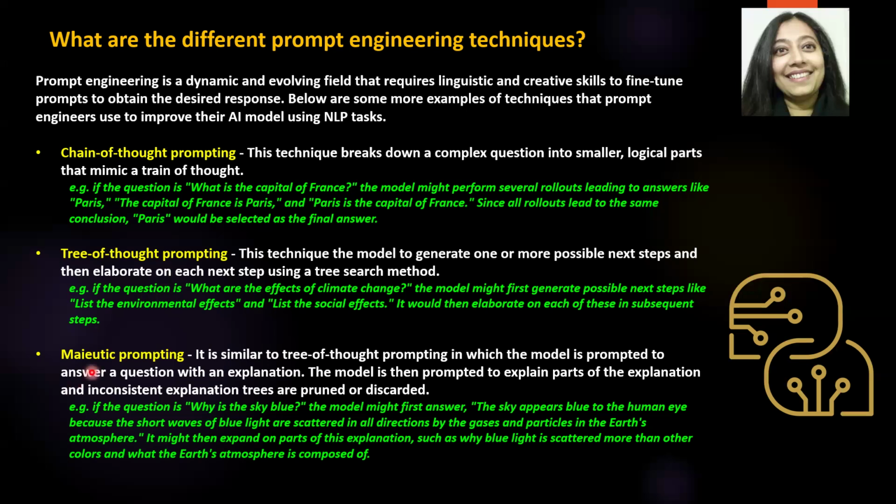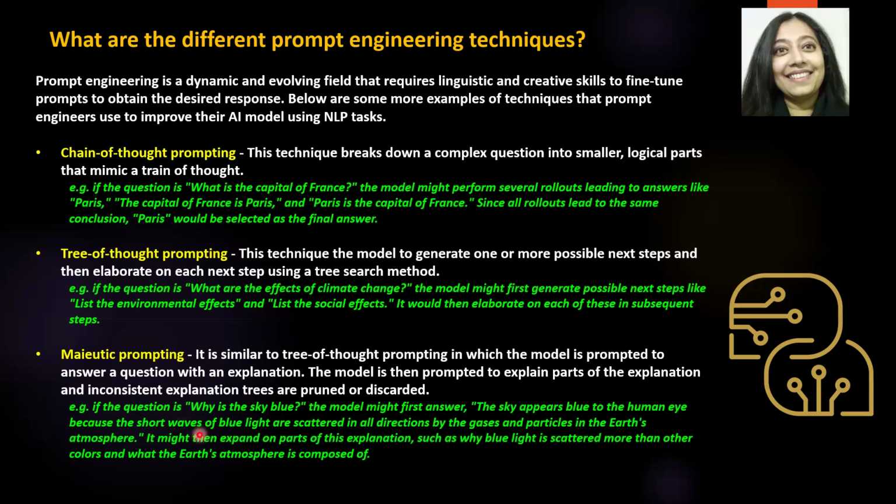After that, you have maieutic prompting. And this is similar to tree of thought prompting, in which the model is prompted to answer a question with an explanation. The model is then prompted to explain the parts of that explanation. But in maieutic prompting, any inconsistent explanation trees or branches are pruned and discarded.